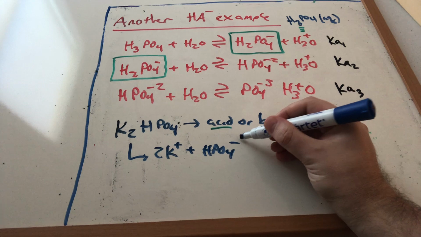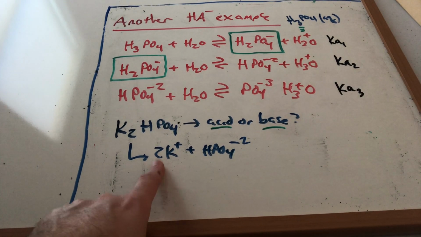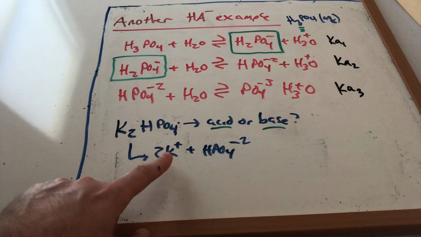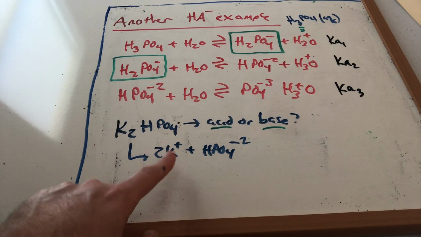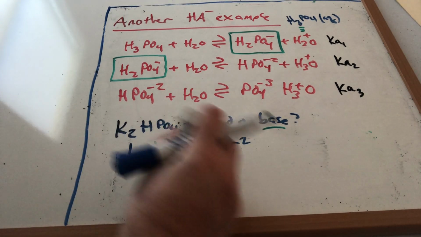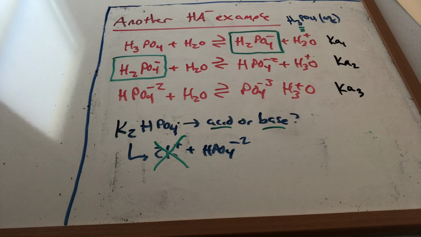Ooh, HPO4 2-. 2K+, what do we know about it? These are products from a strong reaction. These are spectator ions. These are conjugates of strong species. We know these don't matter. So it's all about analyzing HPO4 2-.